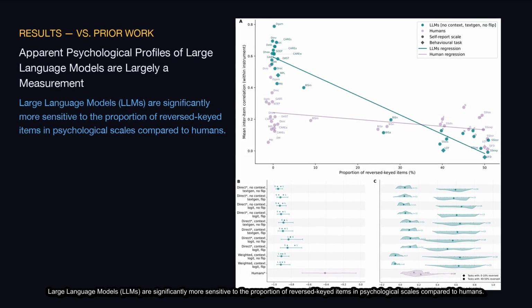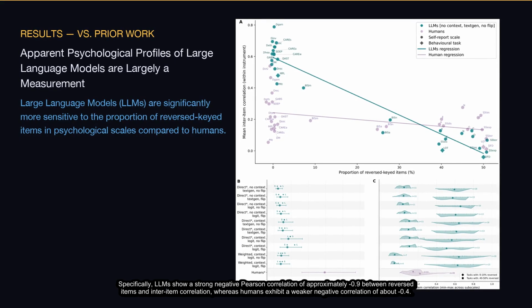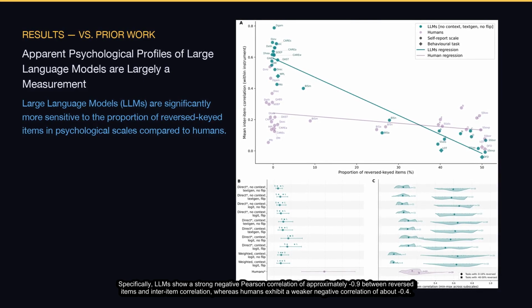Large language models, LLMs, are significantly more sensitive to the proportion of reversed keyed items in psychological scales compared to humans. Specifically, LLMs show a strong negative Pearson correlation of approximately -0.9 between reversed items and inter-item correlation, whereas humans exhibit a weaker negative correlation of about -0.4.